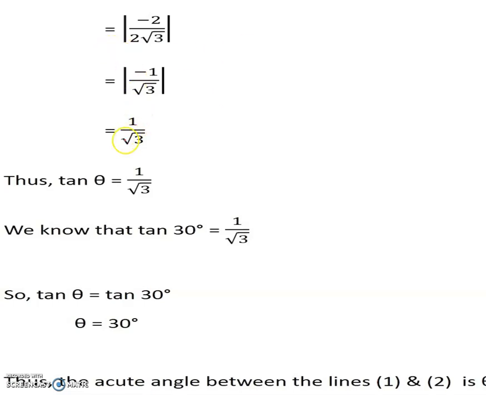Now, we have tan theta is equal to 1 upon root 3. Therefore, tan 30 is equal to 1 upon root 3. Therefore, theta is equal to 30. That's why the acute angle between the two lines is theta is equal to 30 degrees.